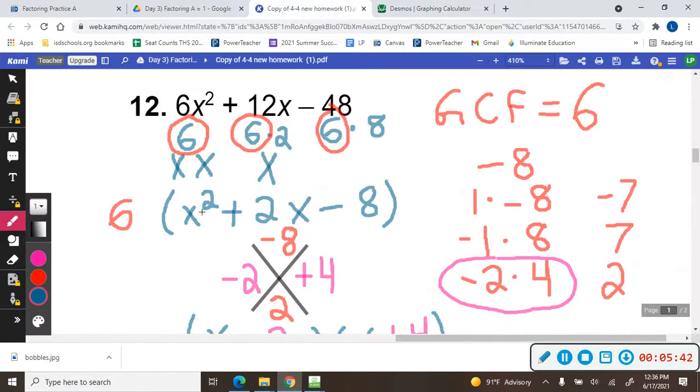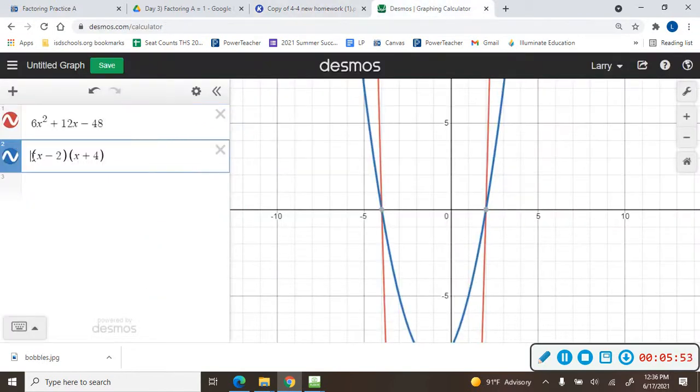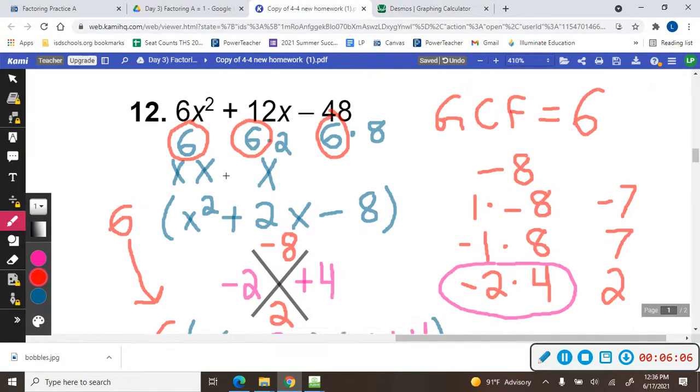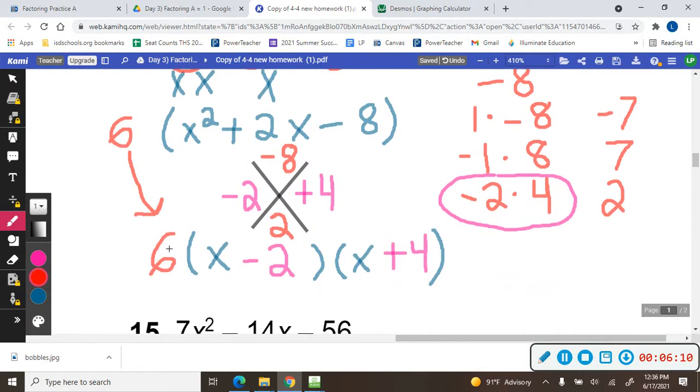And when I go and look, I see, oh yeah, I forgot about that 6. So now when I put that 6, that stretches it. And now watch, when I put the 6 out front, now they are the same. So that 6, even though it doesn't change the solutions, it's still important for the integrity of the graph. So I know that 6x squared plus 12x minus 48 factors into 6, x minus 2, x plus 4.